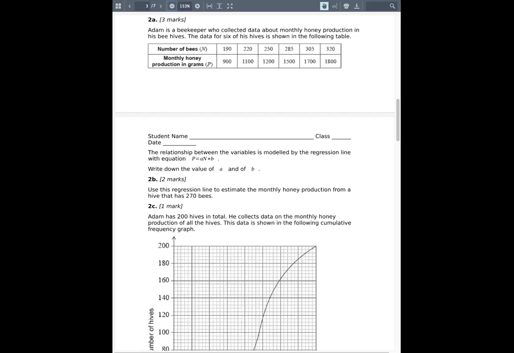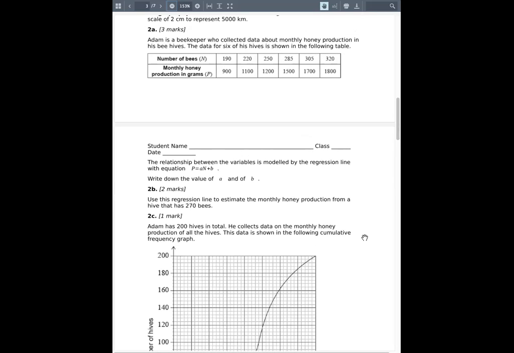And then for B, your unrounded value would be negative 454.805. And then your rounded value would be negative 455, because you want to keep only 3 sig figs.